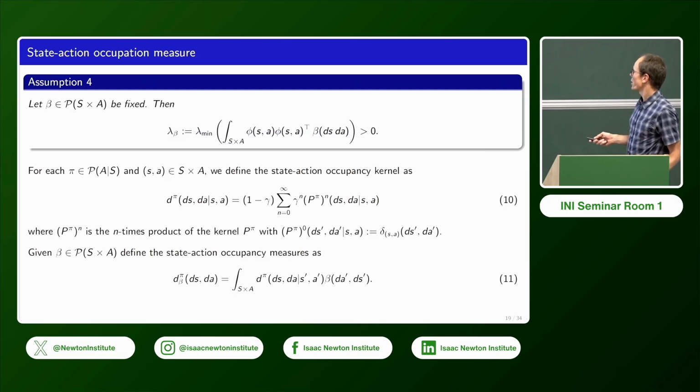And then, okay, you probably already saw the state occupancy kernel. In a similar fashion, we can form the state action occupancy kernel, and then we can think of the state occupancy kernel with respect to some distribution beta, which would be our initial state action distribution, and that's just an integral over this guy.